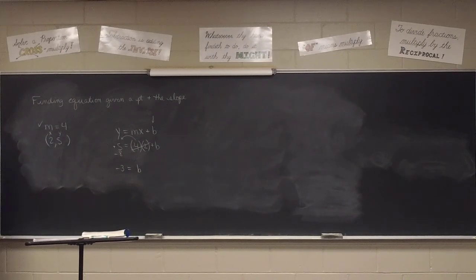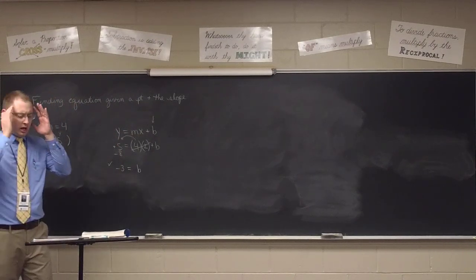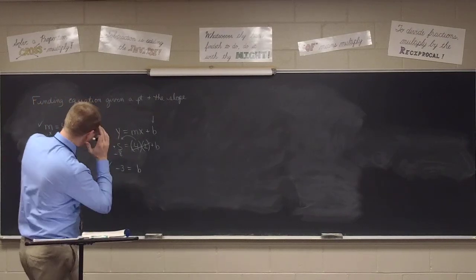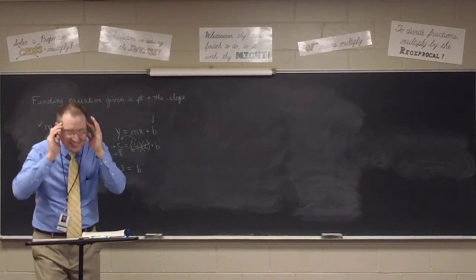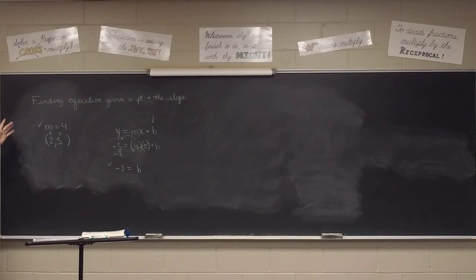Because remember, what two things did I say I needed to know? M and b. Slope and y-intercept. Guess what I know? Slope and y-intercept. I am thinking of an equation. The slope is 4. The y-intercept is negative 3. What is the equation, class?